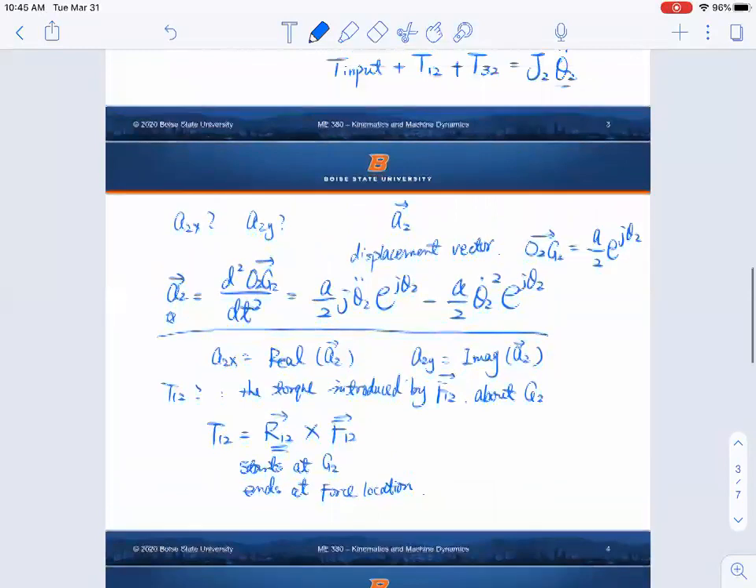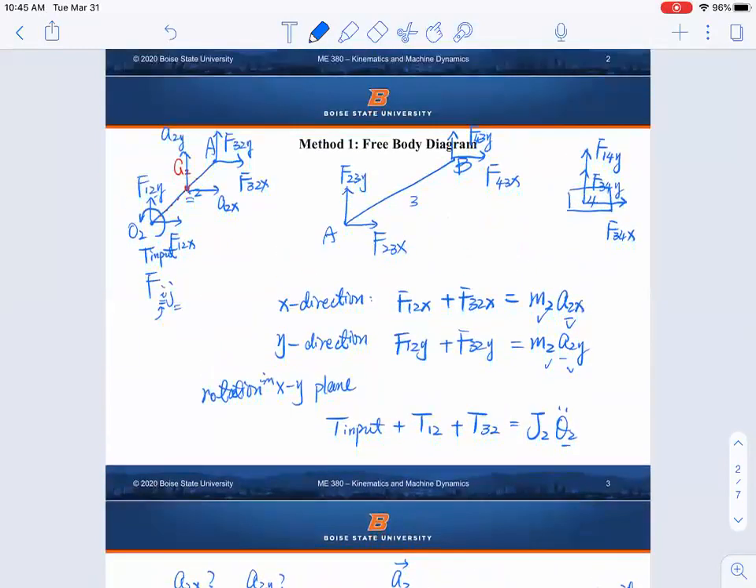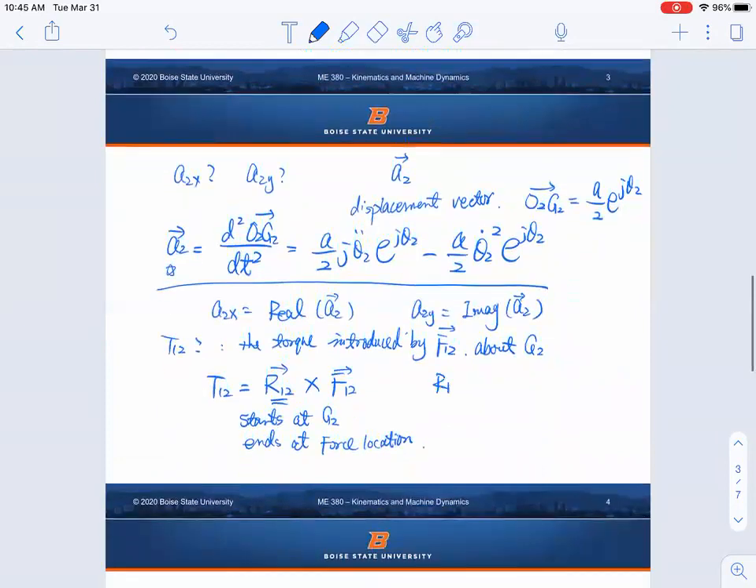Okay, so let's see what this F12 is. In this case, your F12 is applied at joint O2, and your torque is calculated about G2. So that means your R12 vector starts from G2 and ends at O2. Which means your R12 vector is the G2O2 vector, right? It starts from the center of rotation and ends where the force is applied. We already know O2G2, so we just reverse the direction and put a negative sign. Then it's minus half A e^(jθ2).